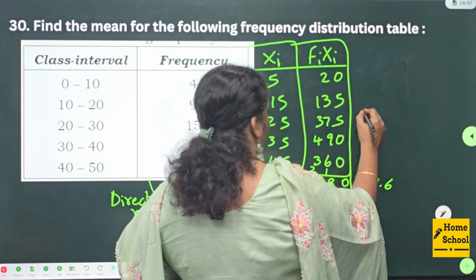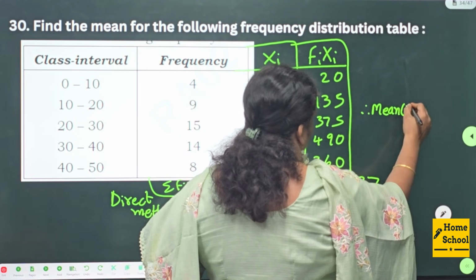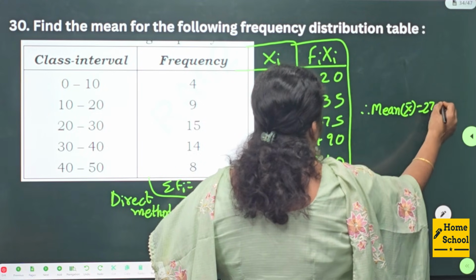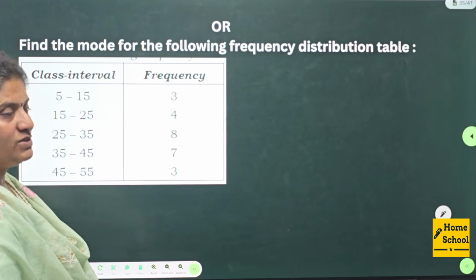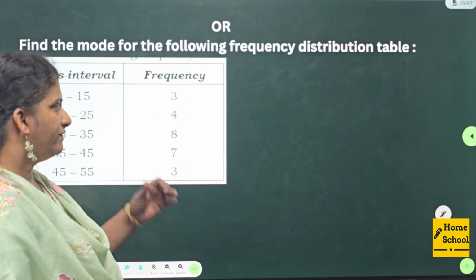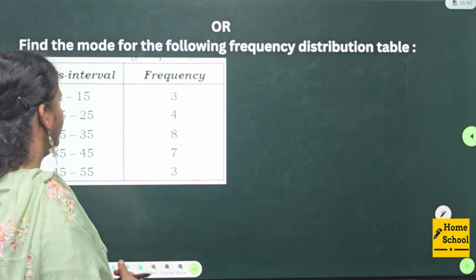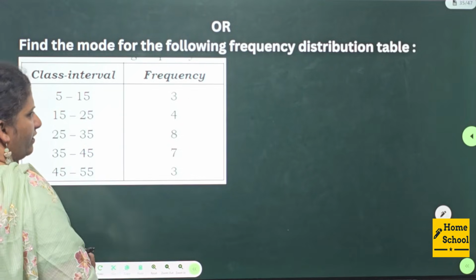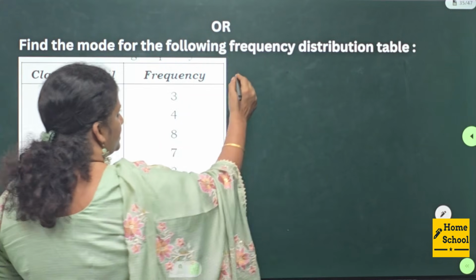Therefore what is the mean, children? Mean x bar is equal to 27.6, that is your answer. In this we have one more OR question, that is finding the mode. For the same table I am going to calculate, but you need to draw a separate table. Class interval and frequency are given. First we need to identify the modal class.